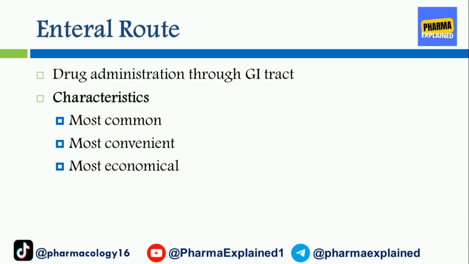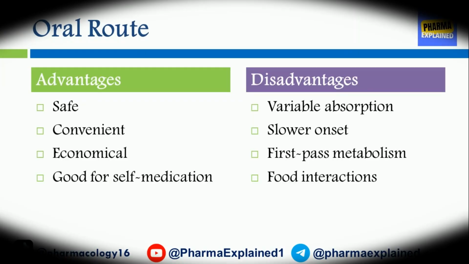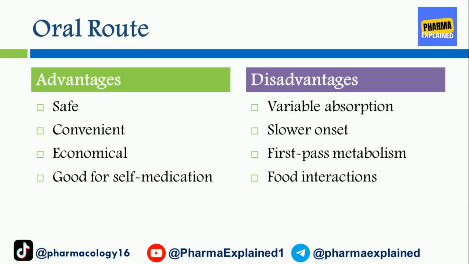Enteral route. Enteral administration means giving drugs through the gastrointestinal tract. It is the most common, most convenient, most economical method of drug administration. 1. Oral route. The oral route means taking drugs by mouth. It is easy to administer, convenient for self-medication, safer in overdose situations because antidotes like activated charcoal may be used.